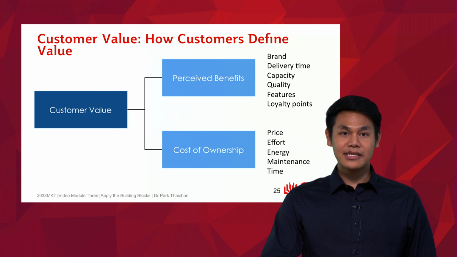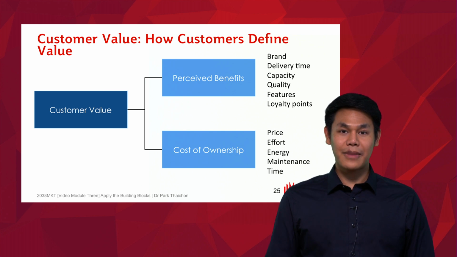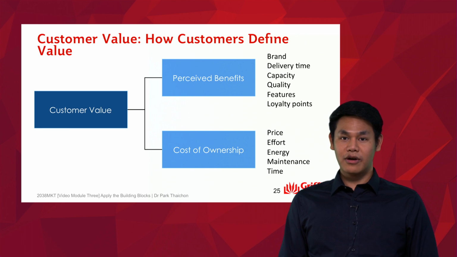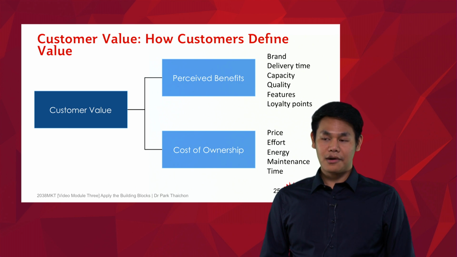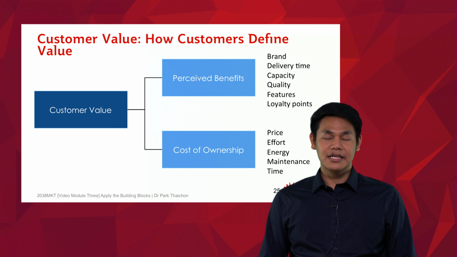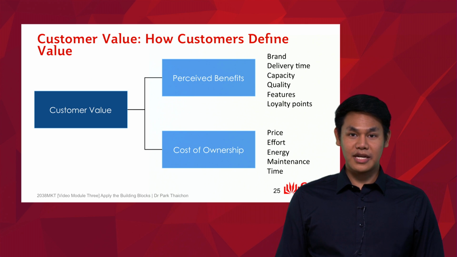In terms of the price or the cost of ownership, we talk about money price, effort, opportunity loss, energy, time, maintenance, ongoing cost, fixed cost, or opportunity that I already mentioned. So these are the cost and benefit of the value. So that is how the customer defines value.